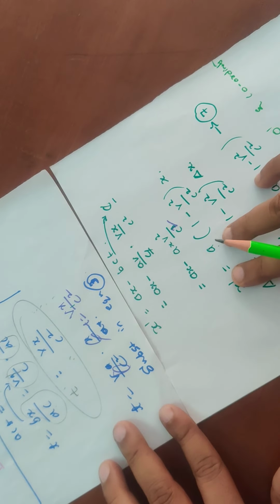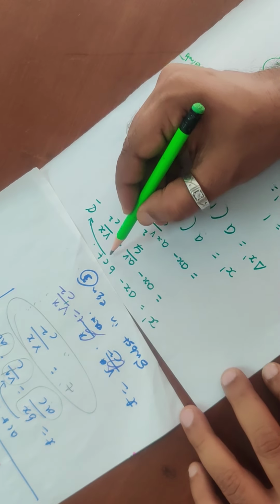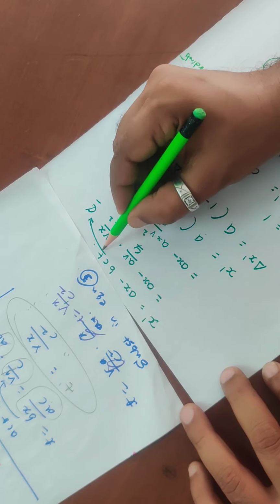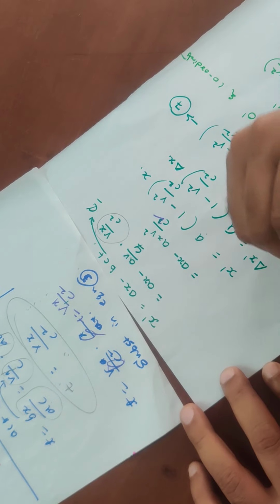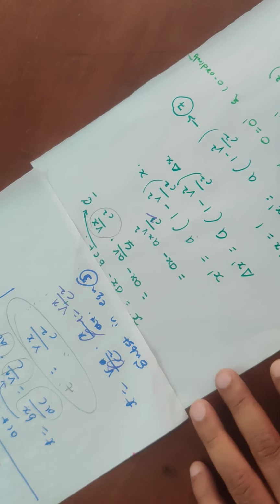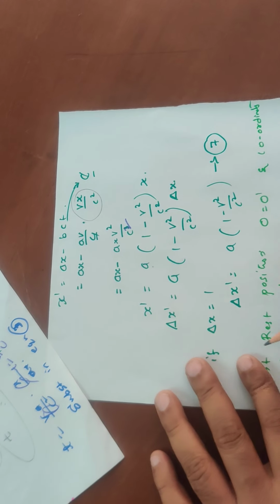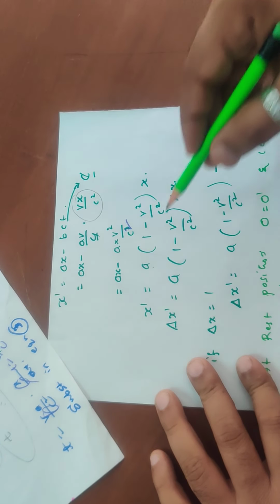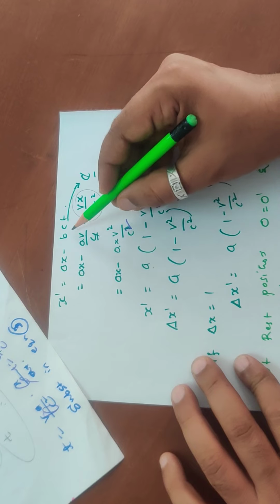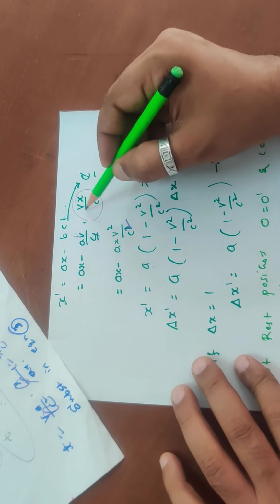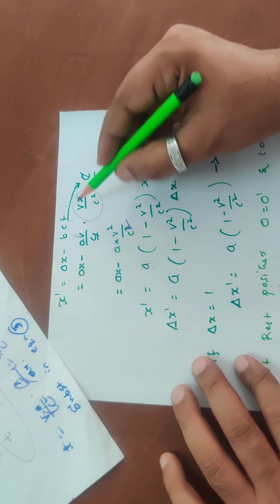What is equation number 3? It is x dash equal to ax minus bct. So substitute the value of t here. What do I get here? See, ax minus, b value I have substituted, t value also I have substituted. So what do I get?